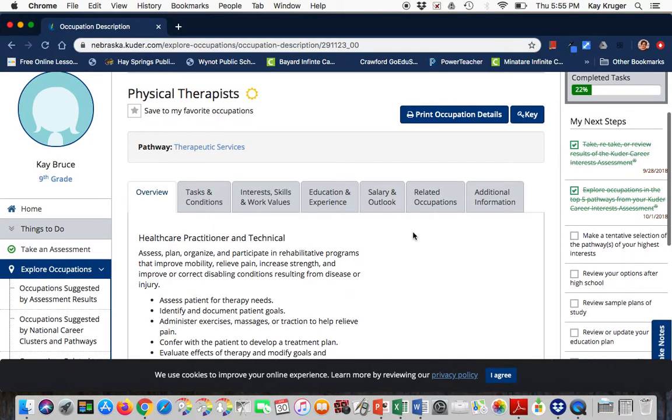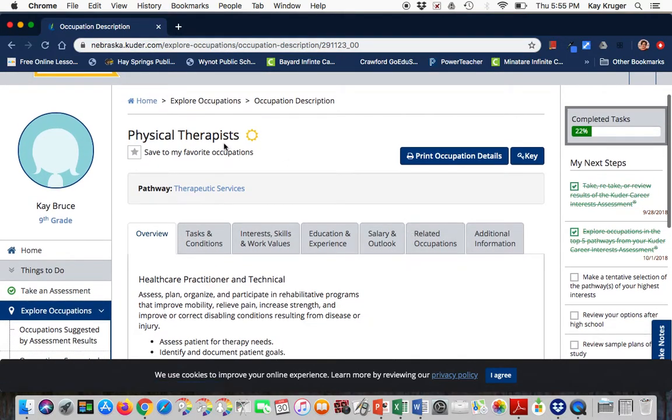So the first thing on your worksheet is to name that occupation, and please use the title as it is shown on Nebraska Career Connections. And then it asks you to look at the pathway and name that. So that is listed right here. We'll come back to that in a few minutes as well.